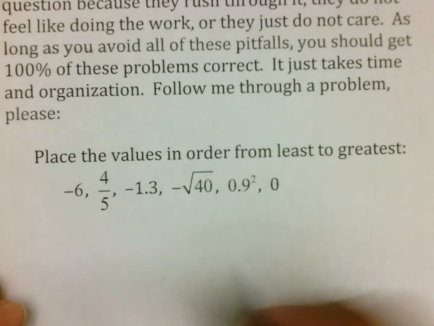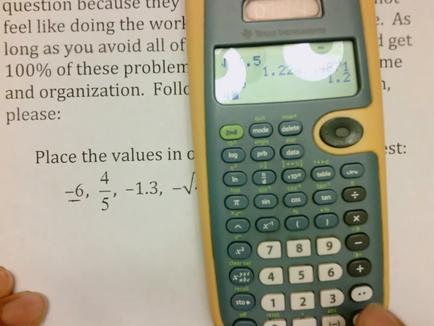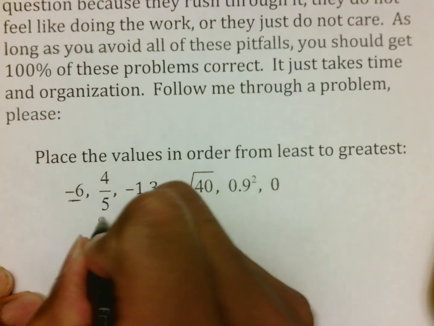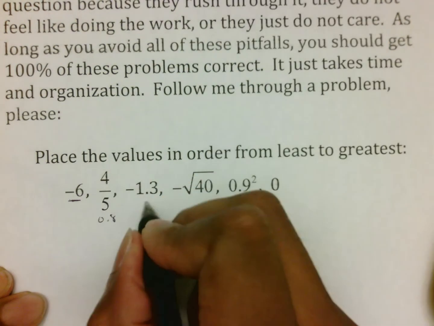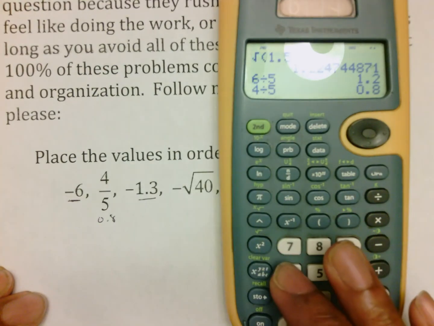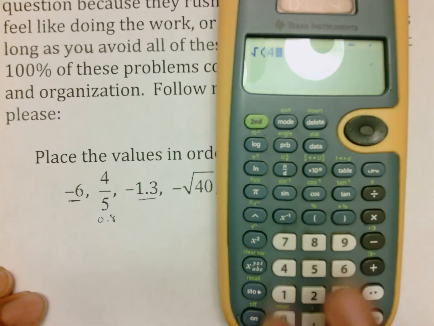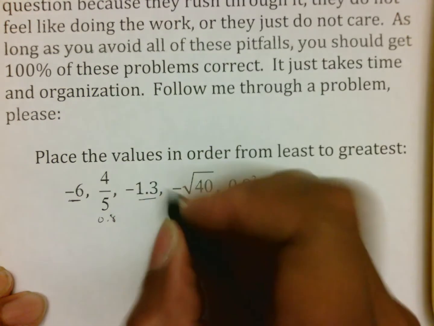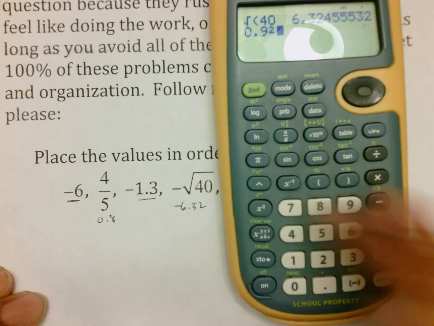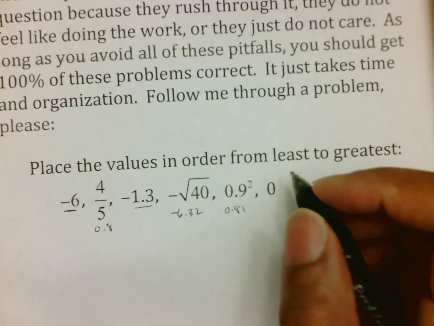And so the first thing you want to do is make sure every number is in decimal form. That number is in decimal form. 4/5 is not, so I'll do 4 divided by 5, and that turns into 0.8. Negative 1.3 is in decimal form. Square root of 40, again, I don't need to type the negative because I know what I'm looking for. I know the negative's there. My calculator seems to be acting up. It's 6.32, so negative 6.32. 0.9 squared is 0.81, and the number 0.